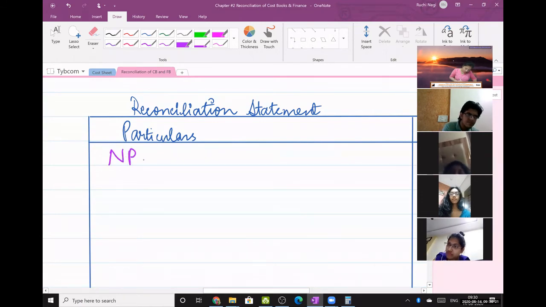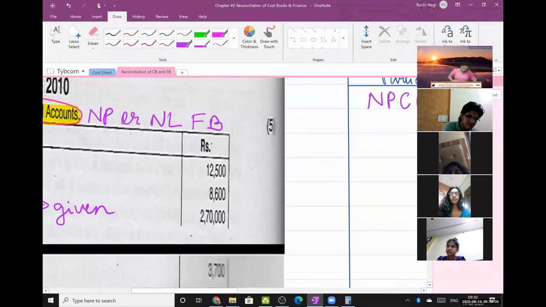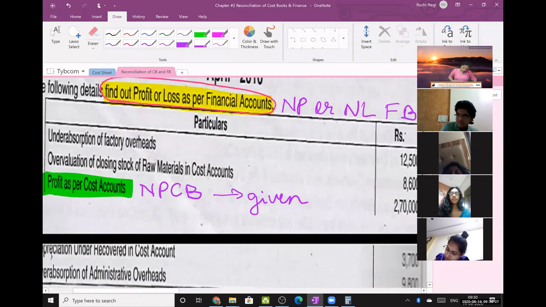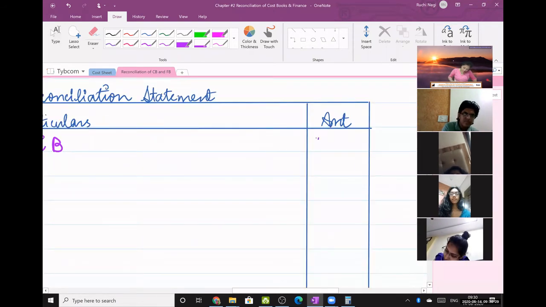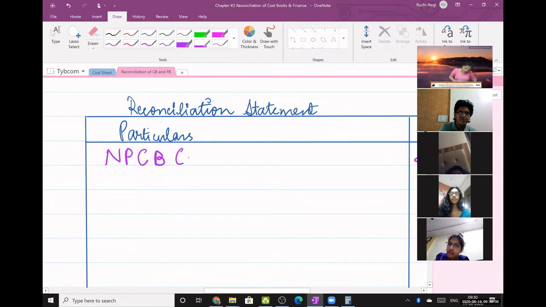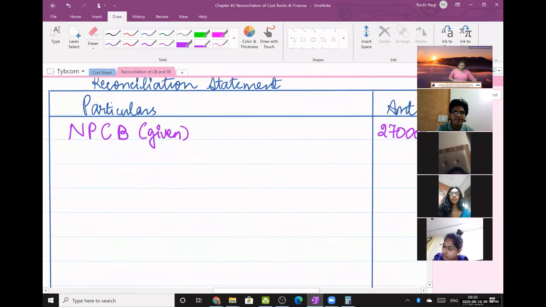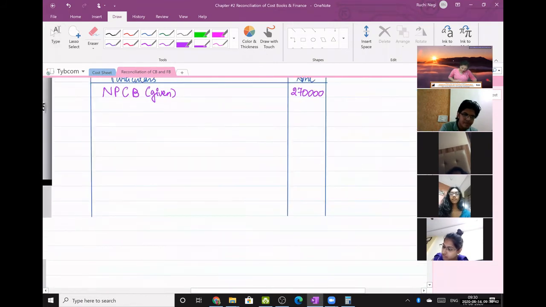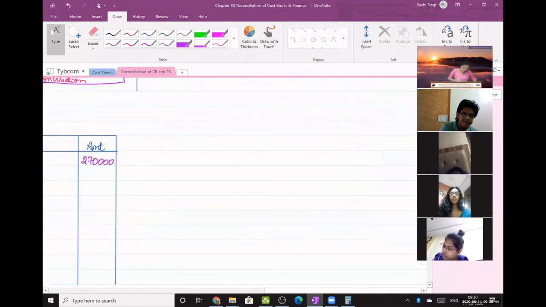Net profit as per cost books. This is given in the question. How much? 2,70,000. Right here, 2,70,000. Okay, and right here given. Okay, now इसके बाजू में you have to do working note. Okay, write it. Working note.